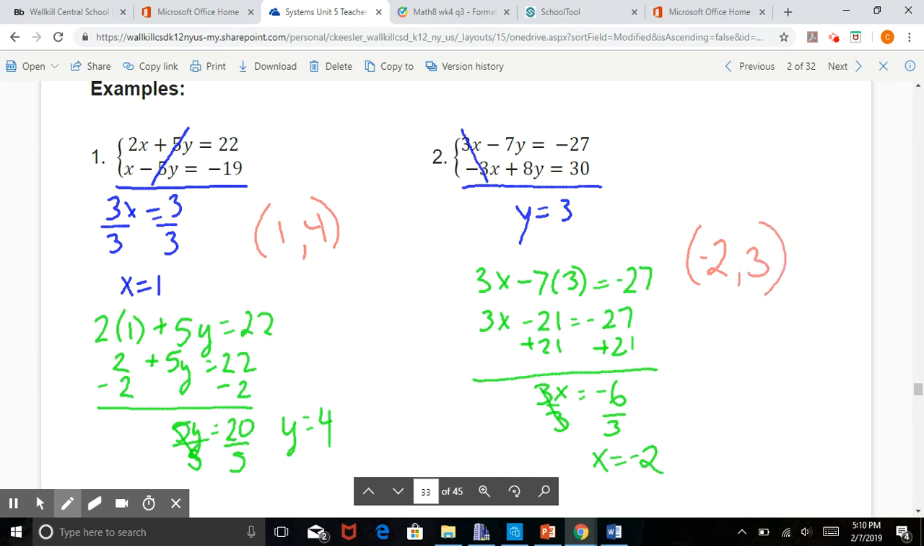So right now you're going to pause the video and try numbers 3 and 4, and then come back for 5 through 8.